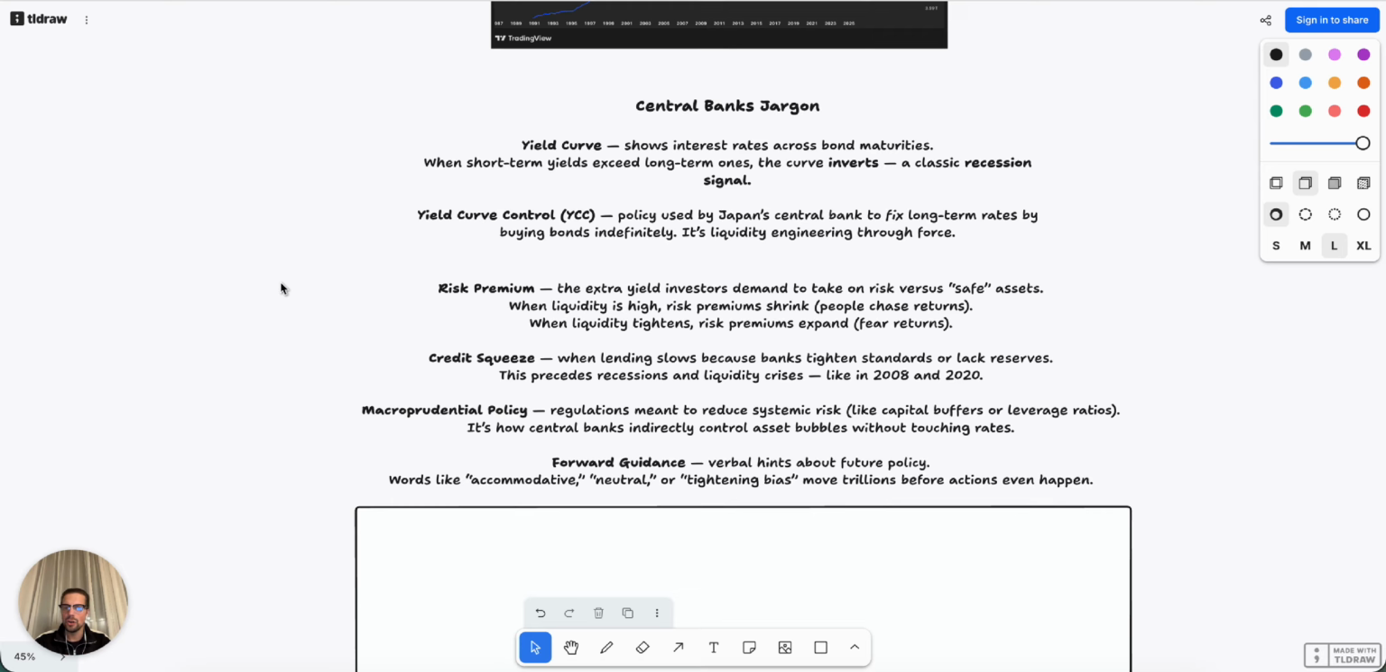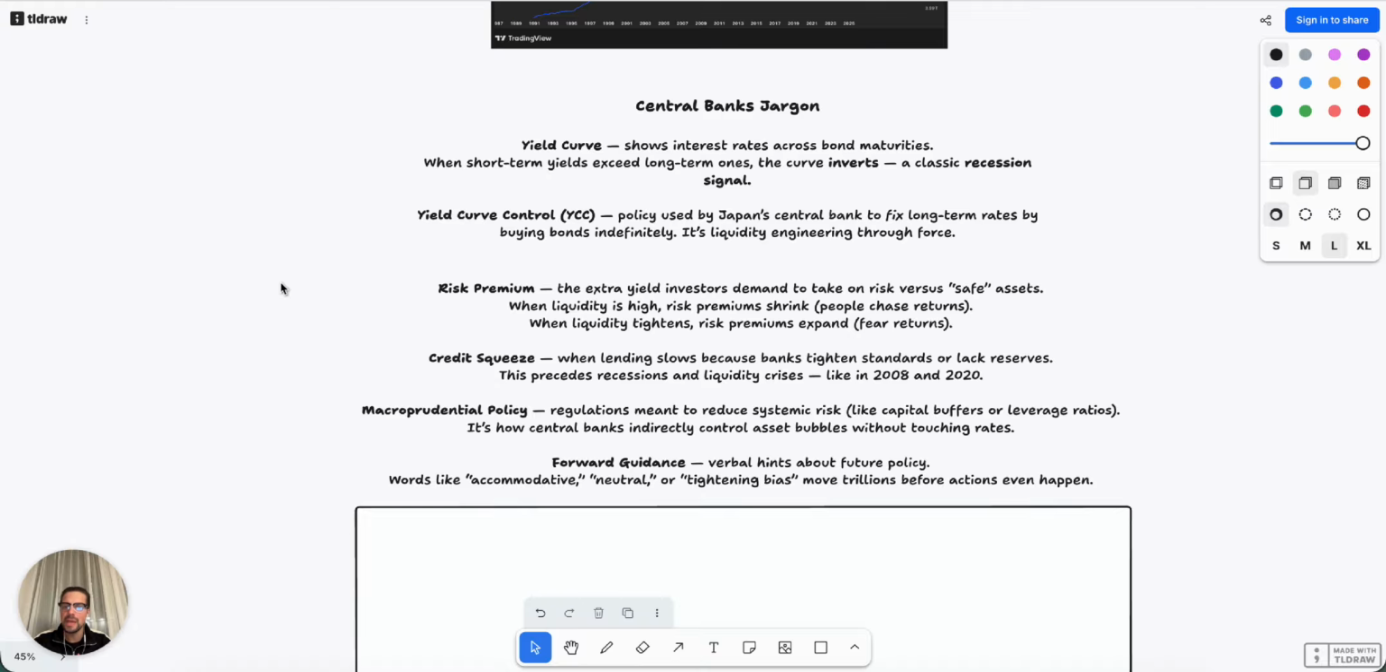Yield curve control. This is a policy used by the Bank of Japan. So it's basically to fix the long-term rates by buying bonds indefinitely. It's liquidity engineering through force. Okay, risk premium. This is the extra yield investors demand to take on risk versus safe assets. So when liquidity is high, risk premiums shrink. So people chase returns, right? When liquidity tightens, risk premiums expand. So the fair returns, so to speak.